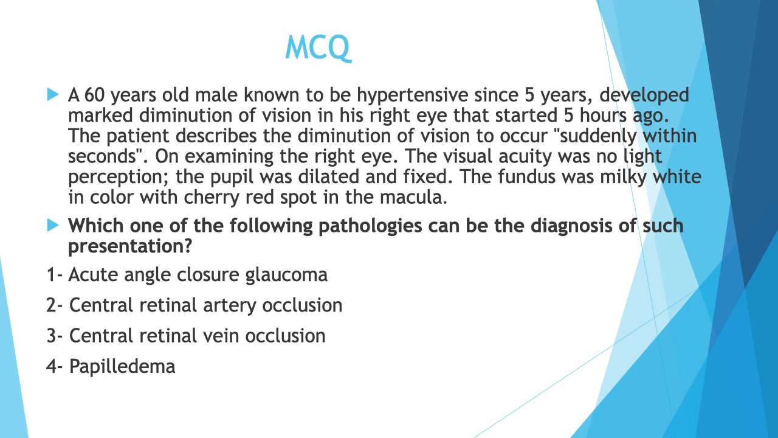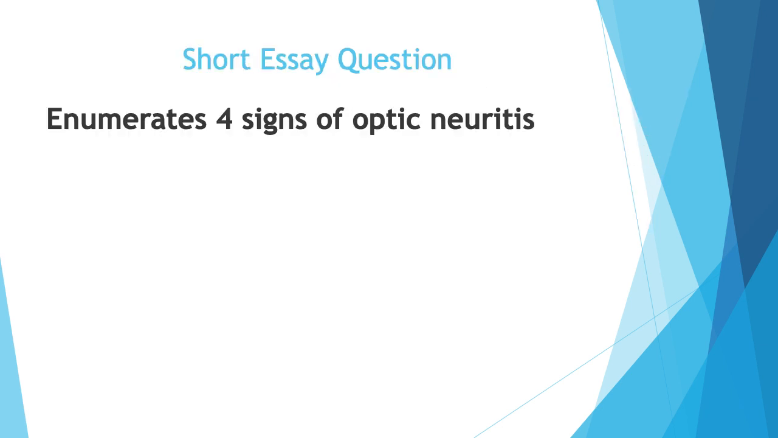So which one of the following pathologies can be the diagnosis of such presentation based on the lecture we had? Is it acute angle closure glaucoma? Is it central retinal artery occlusion, central retinal vein occlusion, or papilledema? And it's obvious that sudden, painless loss of vision is the central retinal artery occlusion.